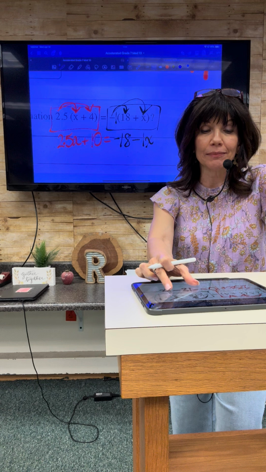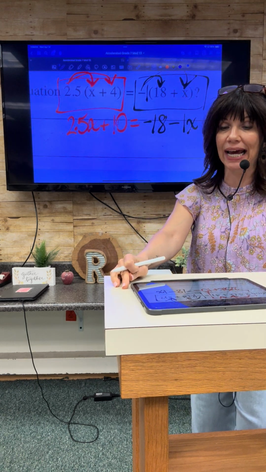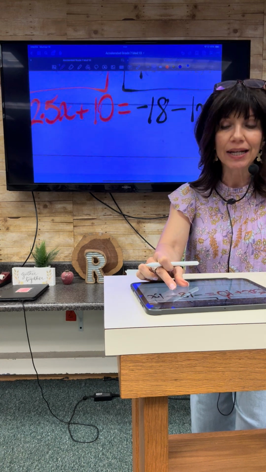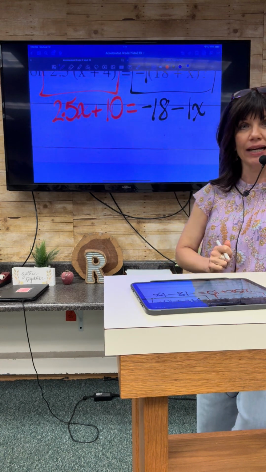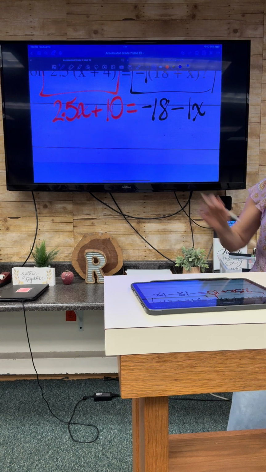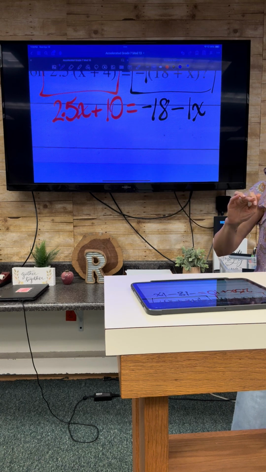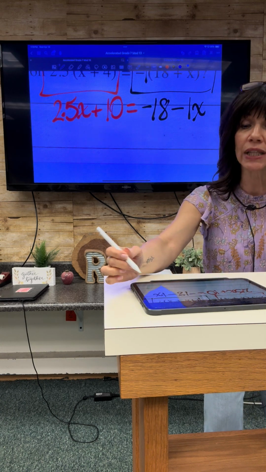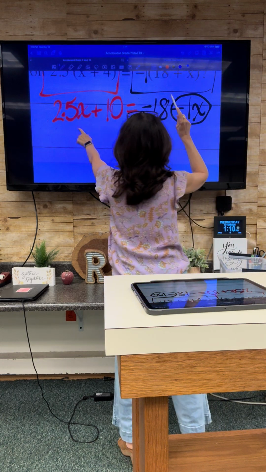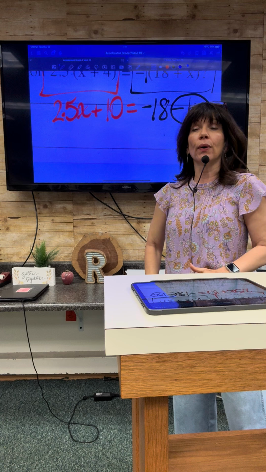Okay, moving on. 2.5x plus 10 equals negative 18 minus 1x. Does anyone remember what you need to do next? The very next step. I need to move something. What do I need to move? Say it. I need to move the x. Very good. So what will I do with the negative 1x? Because remember, you cannot keep x's on both sides of the equal sign. Combine like terms. No, I am not combining.